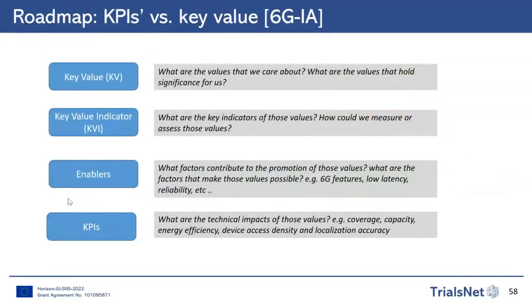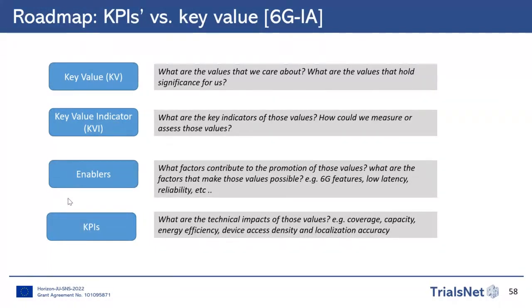So we will follow a framework presented by 6GIA. First of all, we need to identify the key value related to the use cases, and then what are the key values that are important or significant for a particular use case. We might have more than one value for each use case. Then we need to measure those values, what we call key value indicators. How we could measure those values, whether through analysis or subjective or objective means.